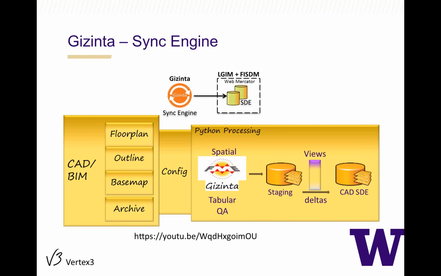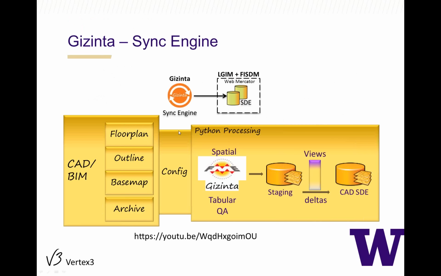So in our document management system, we have essentially two main categories of data. We have all of our data that we create and maintain, so our floor plans, our building outlines, and our base map. And then we have another set of data, which is our archive. So anything that's put into the archive are things that need to be removed, versus everything else, which is live data that either needs to be created or updated in the GIS database.